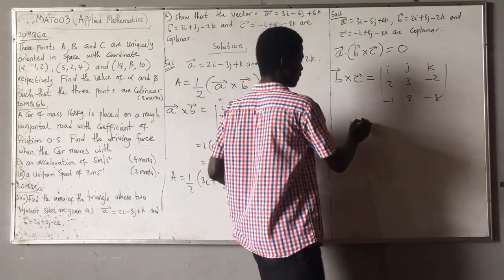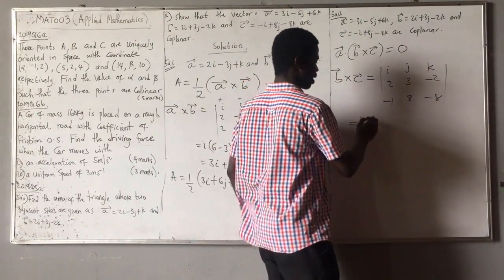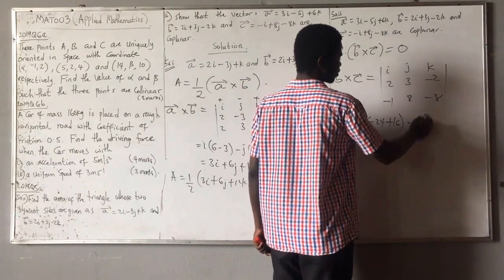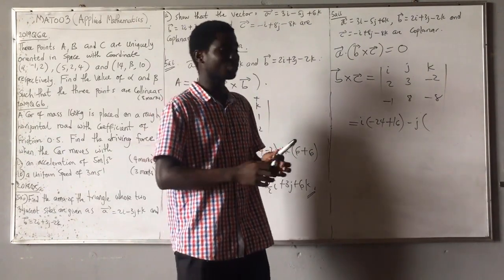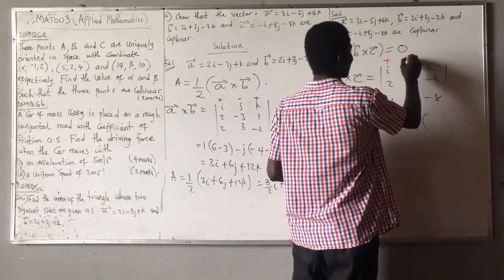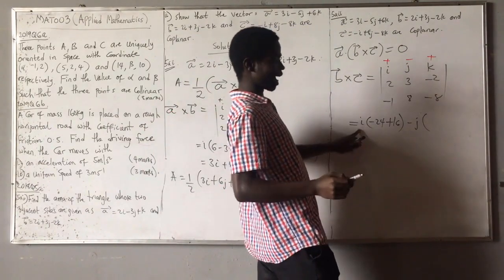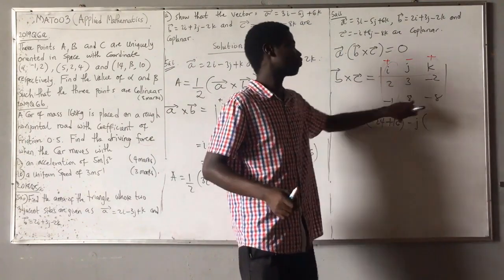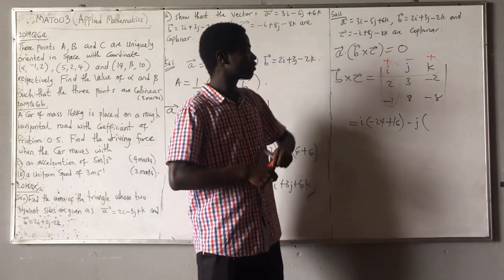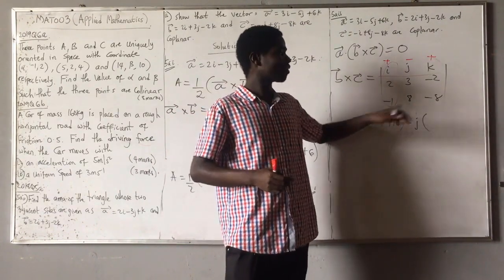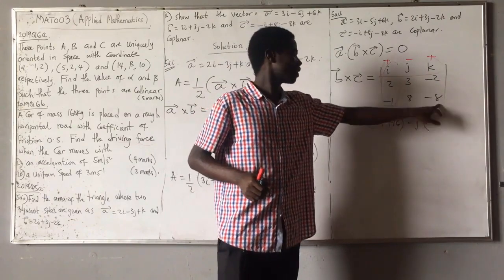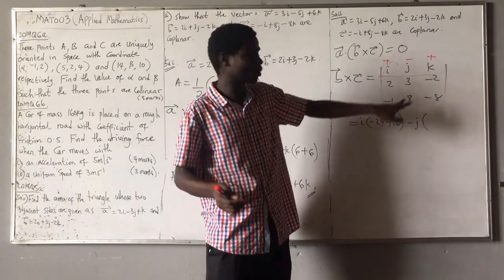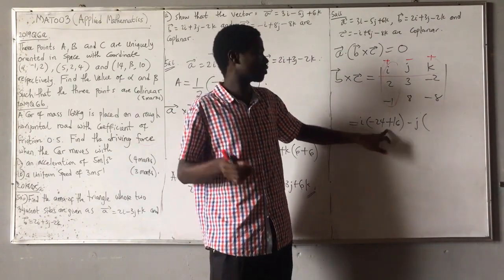This is I. This times this is minus 24. This times this is plus 16. Minus J. I am just finding the determinant. In case you don't understand what I'm doing, this is plus, minus, plus. So when I take I, I remove this row and this column. I'm left with 3, minus 2, 8, minus 8. You will just do 3 times 8, minus 24, minus 8 times minus 2, minus 16. But there is one minus already. Minus times minus gives plus. That's why I have plus 16.